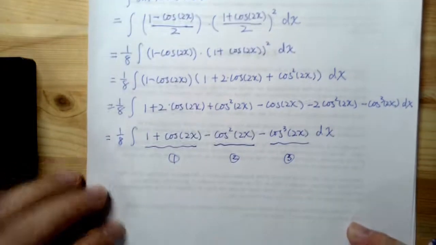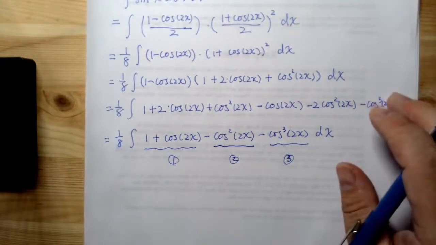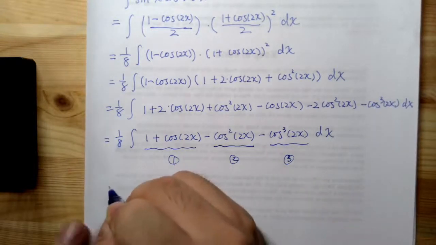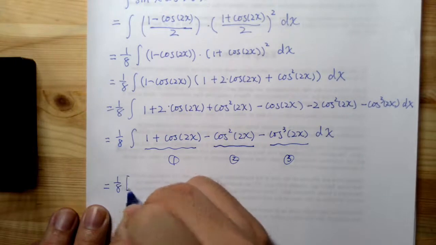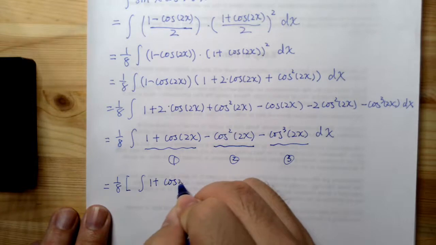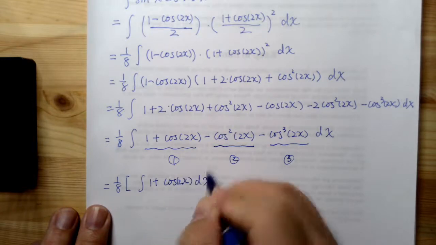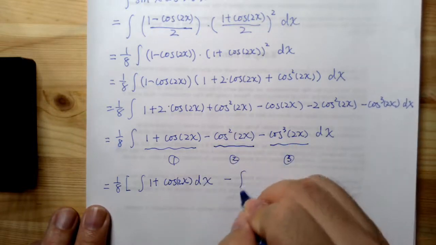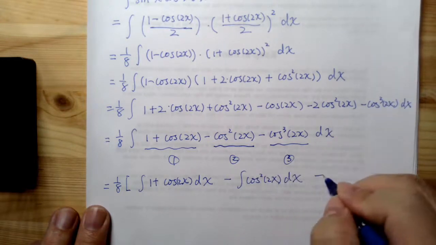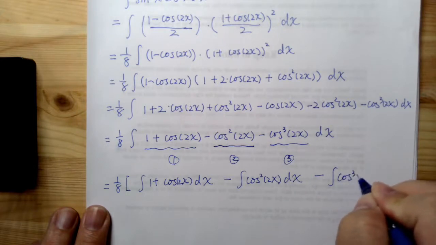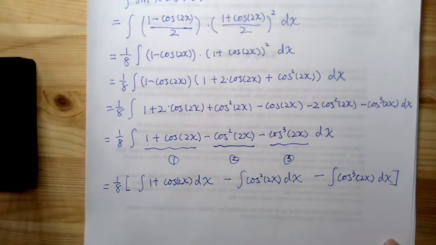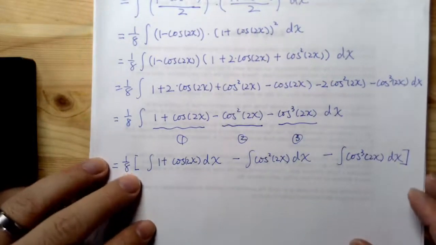So in other words, up to here, I'm going to split my problem into 3 small ones. I'm going to have 1 over 8 bracket, the integral of 1 plus cosine 2x dx, and then minus the integral of cosine squared 2x dx, and then minus the integral of cosine cubed 2x dx, and then I'm going to handle them one by one.